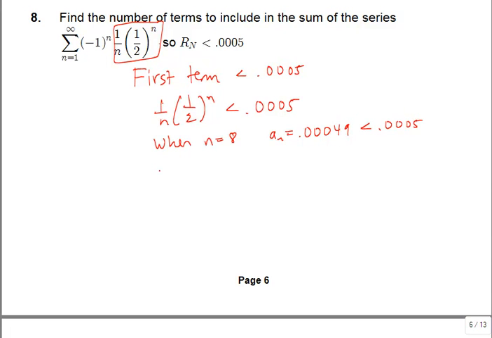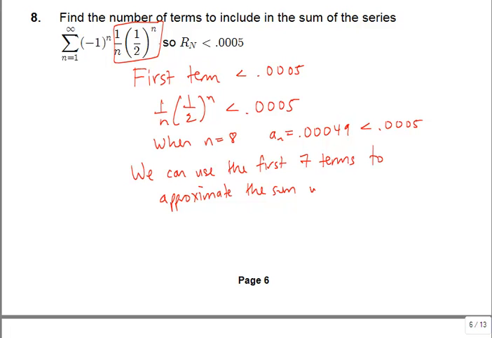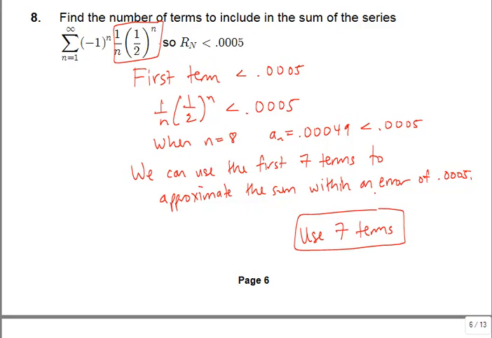So that means we can use the first 7 terms to approximate our sum within an error of 0.0005. And this one doesn't actually ask us to find what the sum is, it just wants us to find the number of terms. So we can use 7 terms here. The first 7 terms will give us a fairly accurate approximation to the sum within an error of 0.0005.